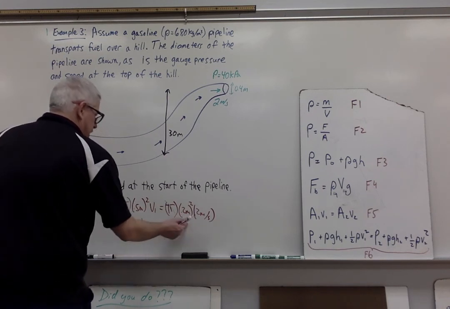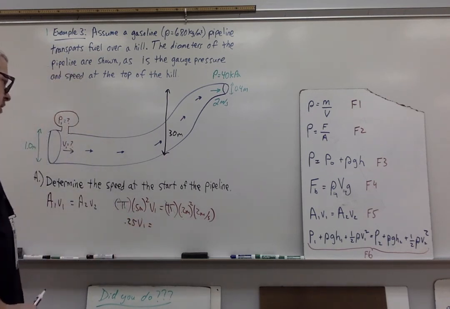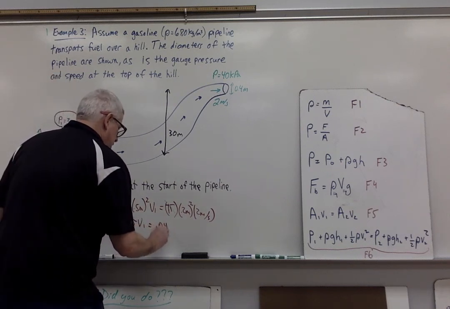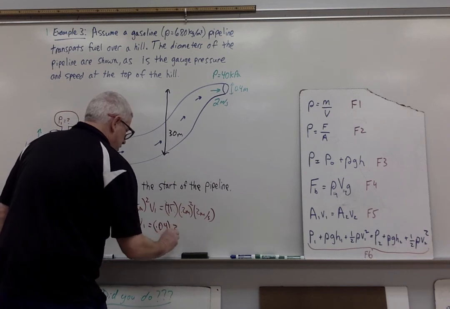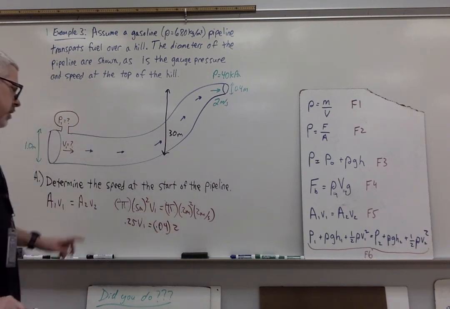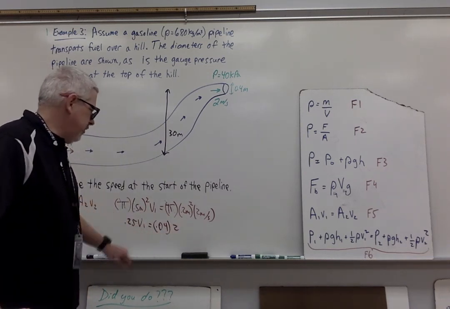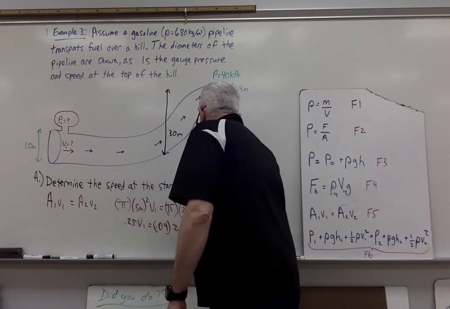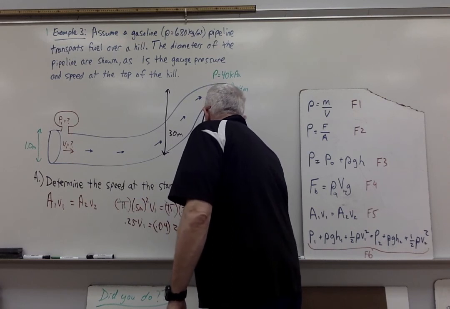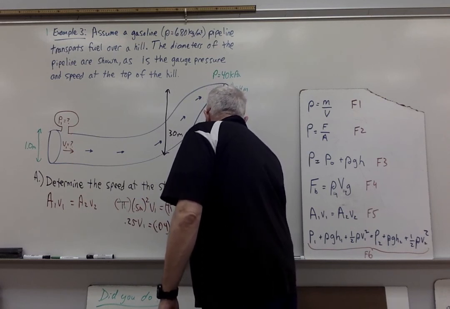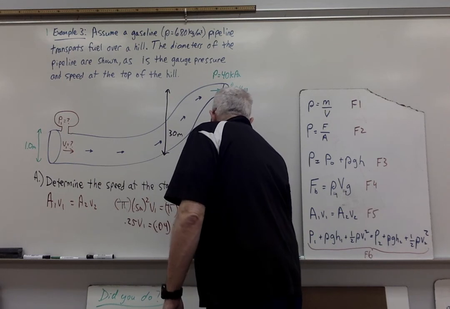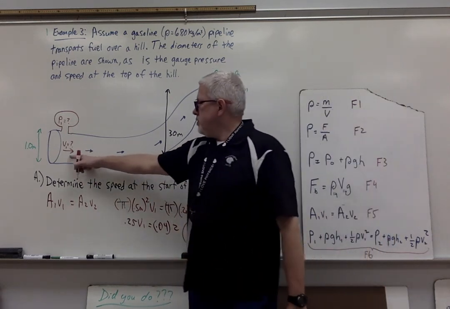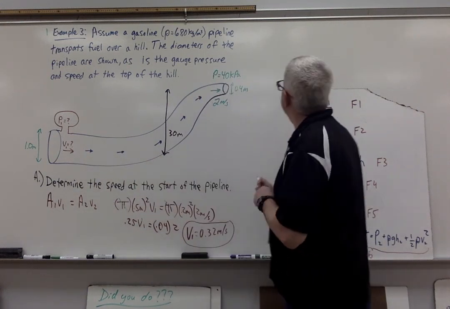0.2 squared is 0.04, times 2. So again, this becomes 0.08. 0.08 divided by 0.25 gives me a really low speed. V1 is 0.32 meters per second. 0.08 over 0.25. So that's the speed just going here. Should make sense, it's a lot wider, so it's going to go a lot slower.